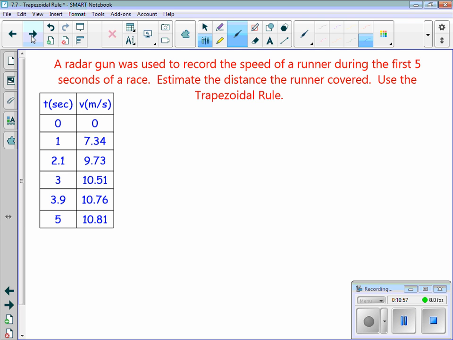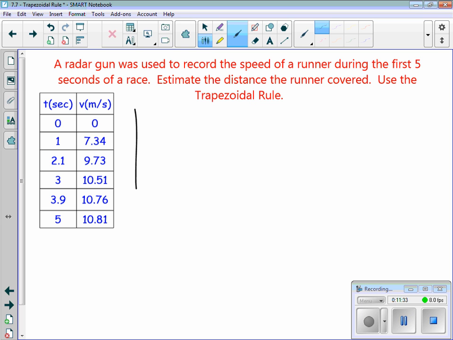Okay, it says a radar gun was used to record the speed of a runner during the first 5 seconds of a race. Estimate the distance the runner covered. Use the trapezoidal rule. So if we're trying to find the distance that they covered, our label should end up being what? Meters. So double check the labels here. If I take meters per second times seconds, do I get meters here? Yeah, because sometimes one is seconds, one's minutes, so you actually have to look at changing that before you start the problem. So if we're using the trapezoidal rule, sometimes it helps to sketch it. So if it helps you to sketch it, that's fine.